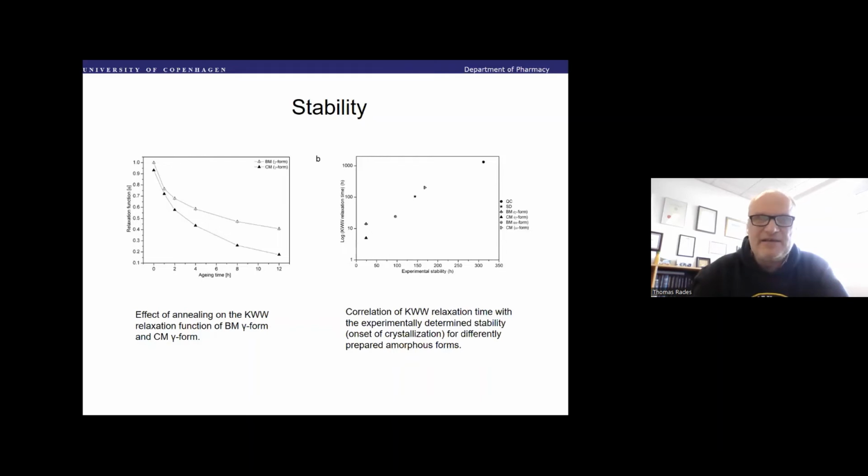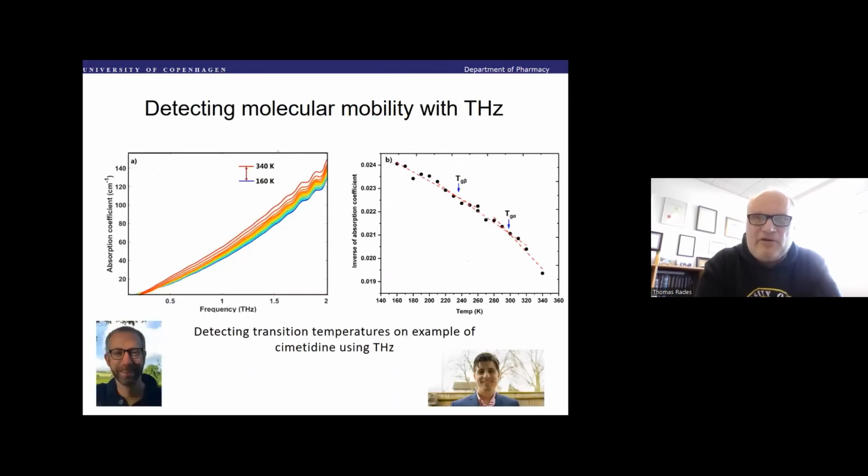So that is interesting, and the take-home message here is that it matters how you make a material amorphous. It is not unimportant, as it would be in the case of a thermodynamic property like the melting point, for example. So then we were looking at how we can get more information. The glass transition seems to be a wobbly candidate for determining stability.